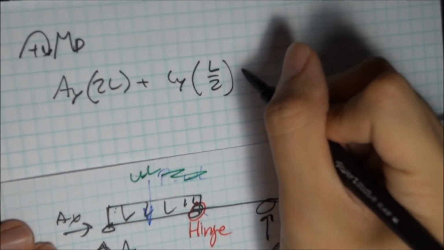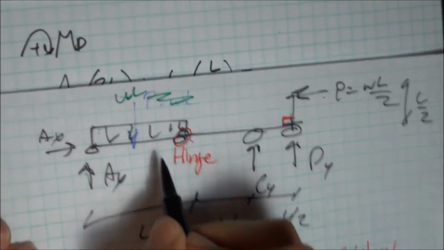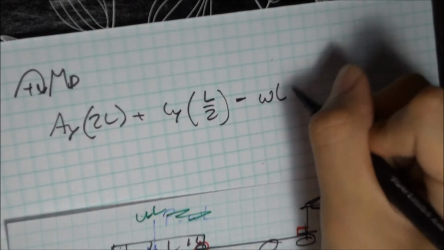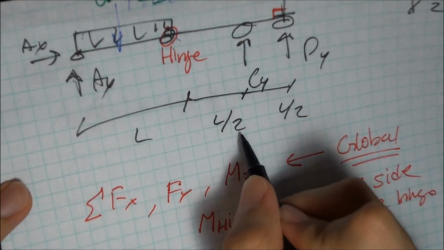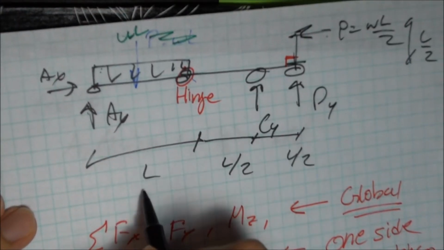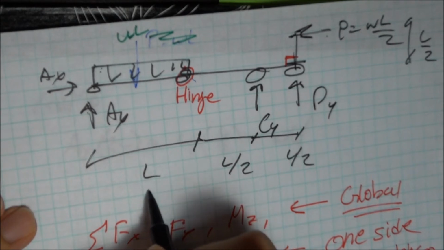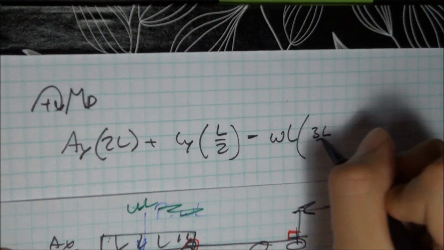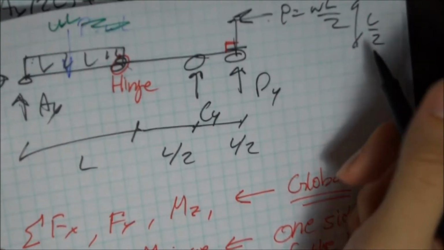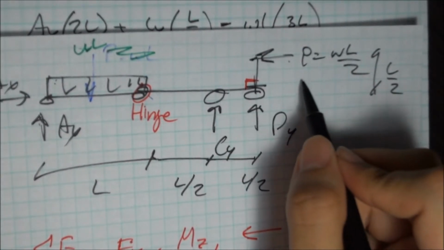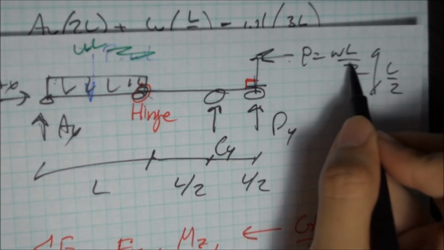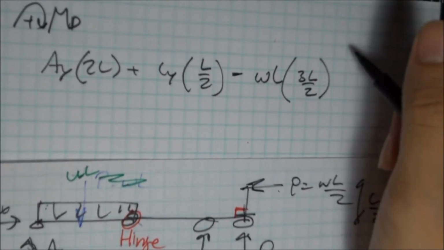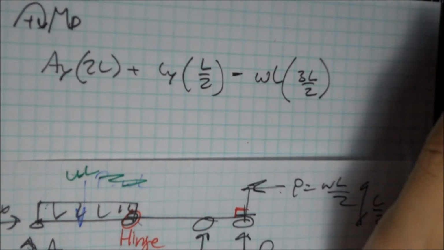I have this distributed load, which is WL, and it acts at a distance L over 2 plus L over 2 plus L divided by 2. Right, I need to look at the middle of this load, the location of the centroid. So this is going to be 3L over 2. And I also have to take this force into account. This force is WL over 2, and it acts some distance L over 2 away from D.